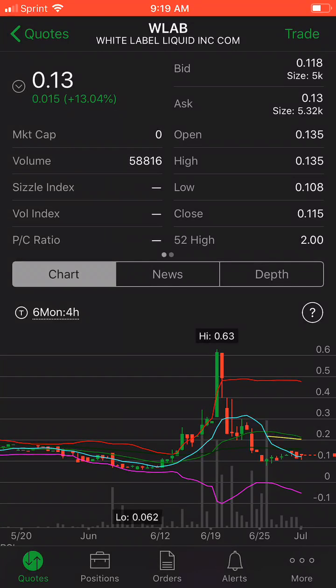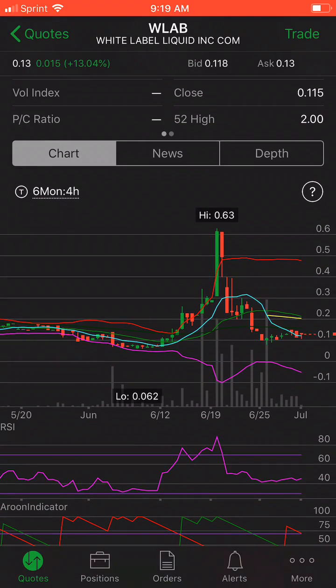As you can see, we no longer hold a position in WLAB currently. That's for a lot of reasons. But this is a great stock to go over what an alert is, and why you should set alerts, especially in a volatile market like the penny pot stocks.